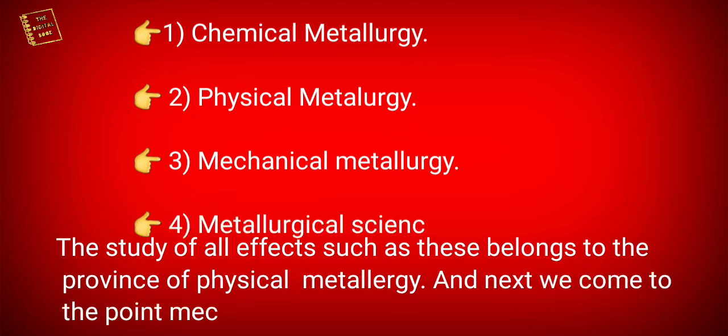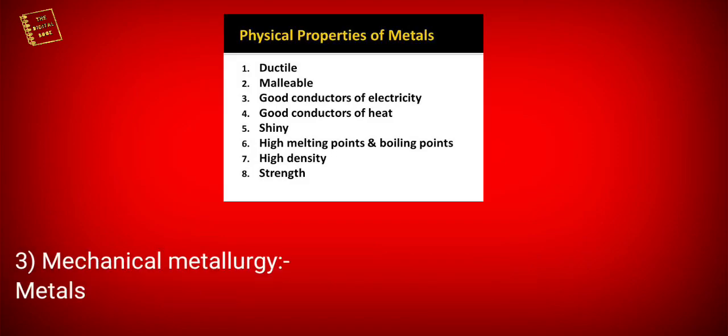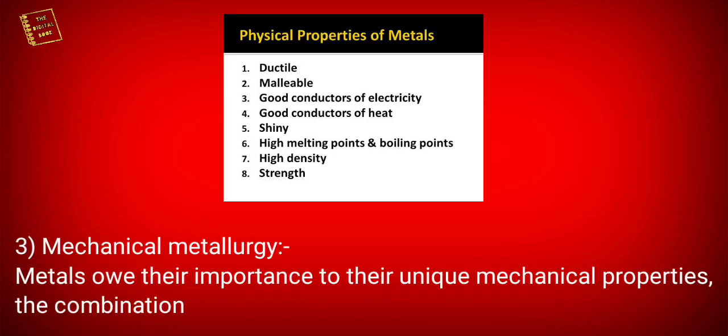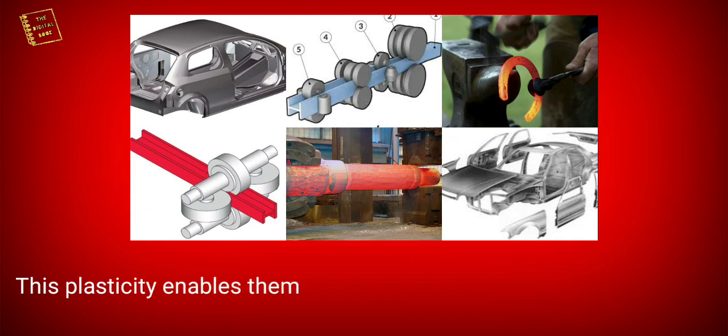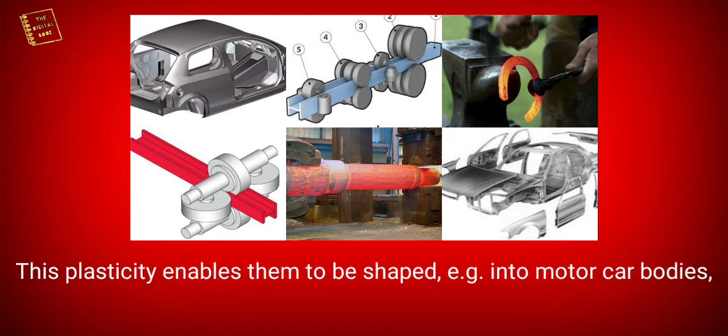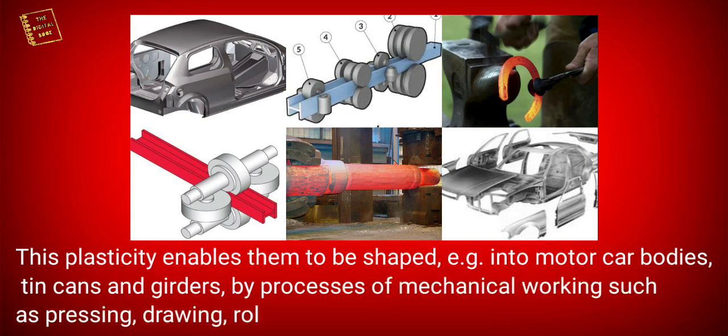And next we come to mechanical metallurgy. Metals owe their importance to their unique mechanical properties, the combination of high strength with the ability to change shape plastically: ductility and malleability. This plasticity enables them to be shaped, for example into motor car bodies, tin cans and girders, by processes of mechanical working such as pressing, drawing, rolling and forging.